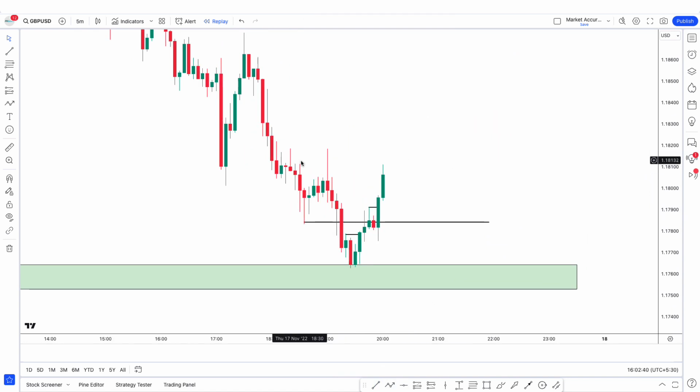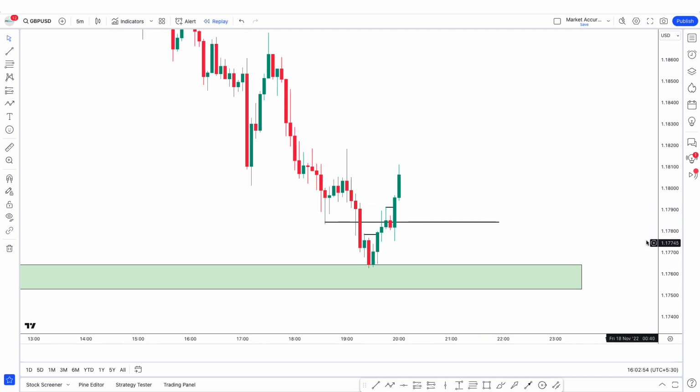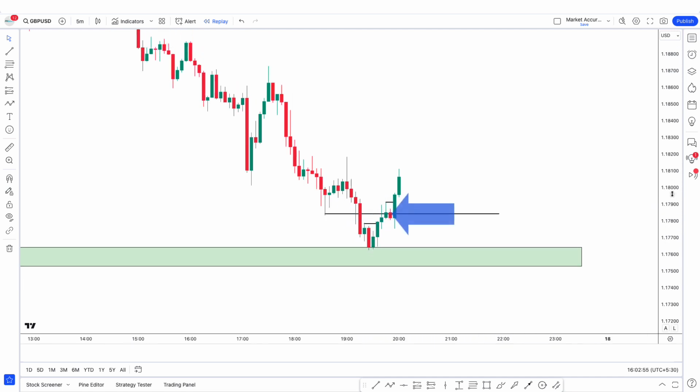Let's repeat this. We have an A, B, C or turtle soup pattern. The C leg leads into our refined 15-minute POI. After that, we have a market structure shift here, right? Price goes up, pulls back, and then we have a break of structure. So now what most of the people would do is they would take their entry from this level.